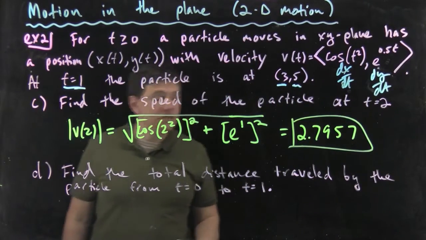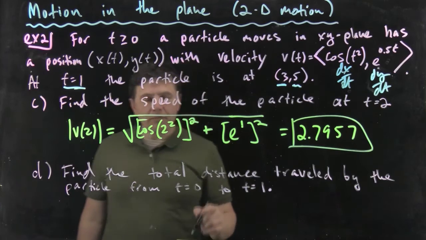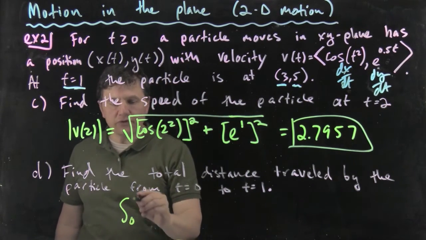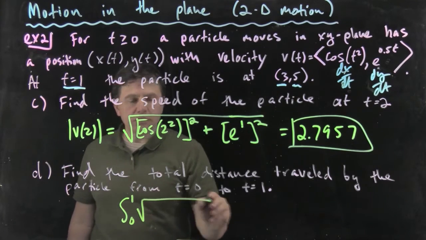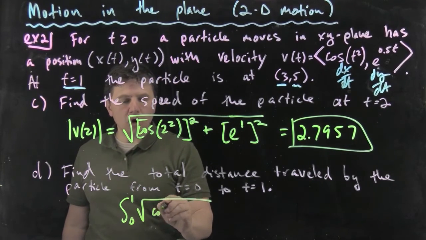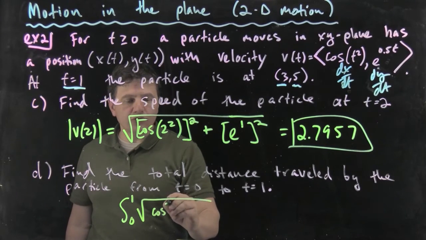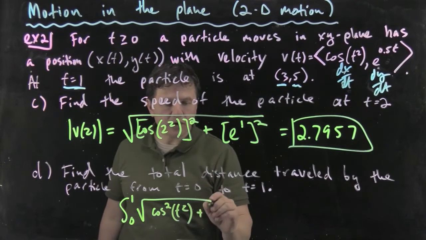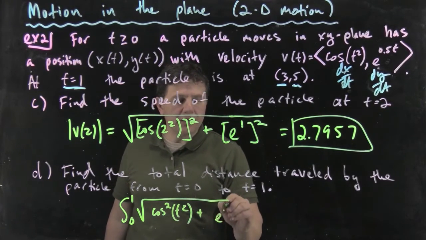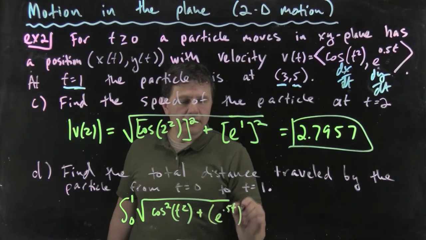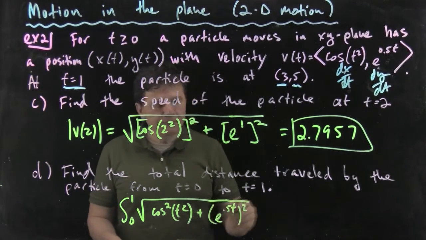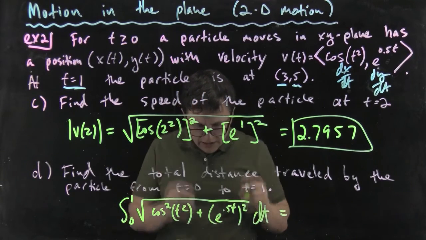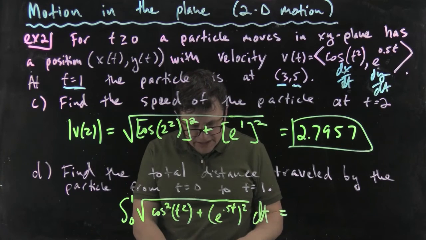And then finally find the total distance traveled from 0 to 1. Remember, this is just length of curve. And once again, you don't have to take derivatives because those are given to us. So 0 to 1, we're integrating the square root of cosine squared t squared. Okay, so we're squaring it, don't forget to square it, plus e to the 0.5t, and then squared, and then dt. So this we just enter in our calculator.